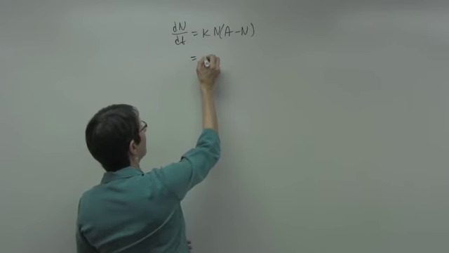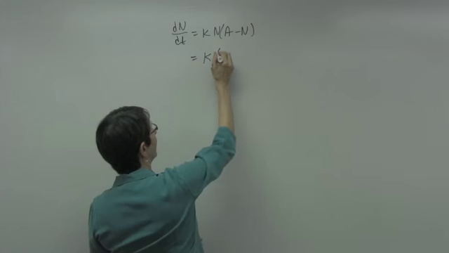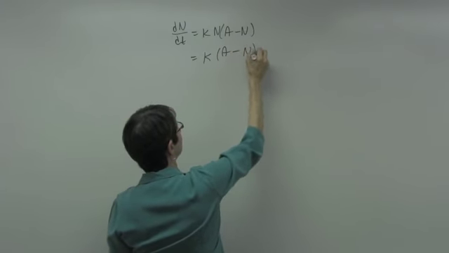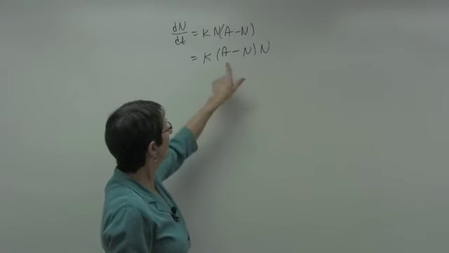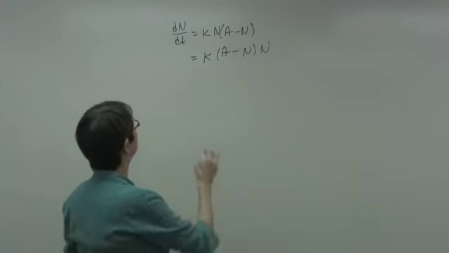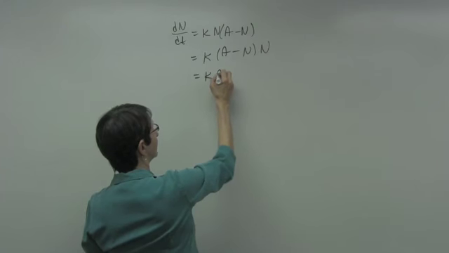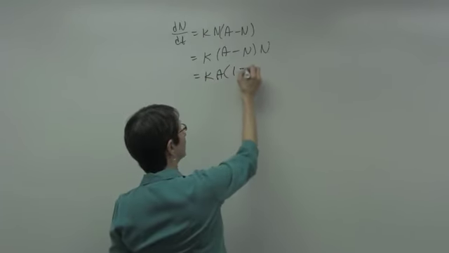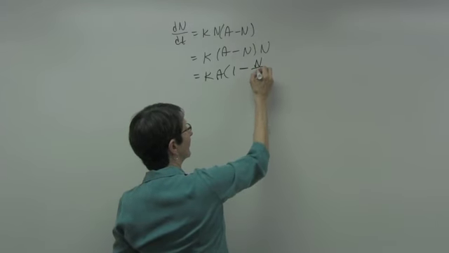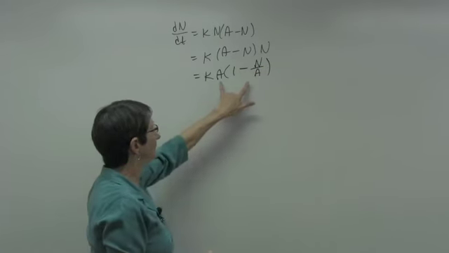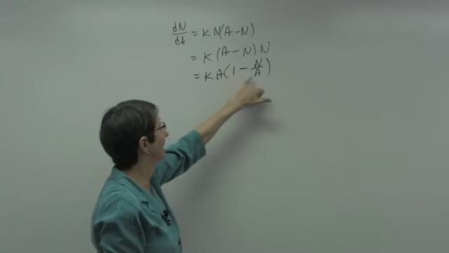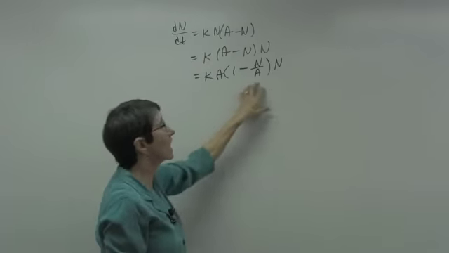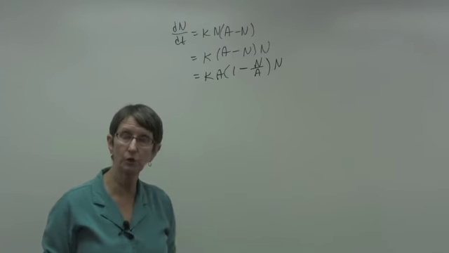So I'm going to leave K where it is. I'm going to move that N to the other side. And then I want to factor the A out of here. K times A. When I factor the A out of here, I get a 1 minus, and if I write this piece as N over A, you can see when you multiply back times the A, the A cancels and you've got your N back. So this is another form of a logistic differential equation.